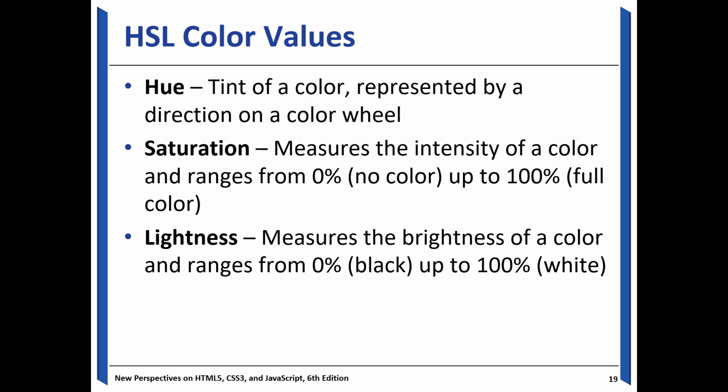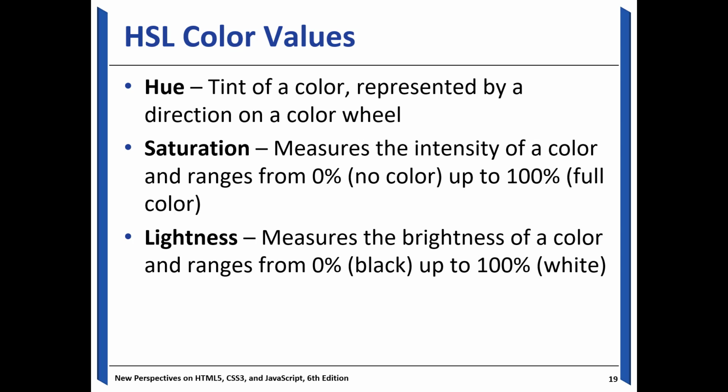HSL color values are based on a color model in which each color is determined by its hue, saturation, and lightness. Hue is the tint of the color and is usually represented by a direction on a color wheel. Hue values range from 0 degrees up to 360 degrees, where 0 degrees matches the location of red on the color wheel, 120 matches green, and 240 matches blue.